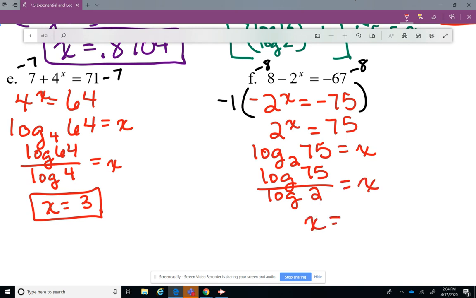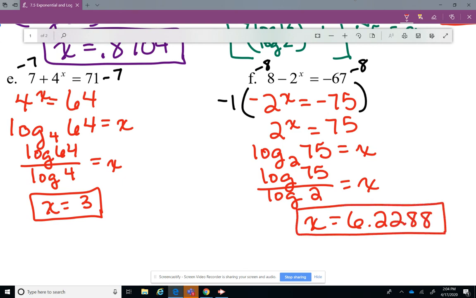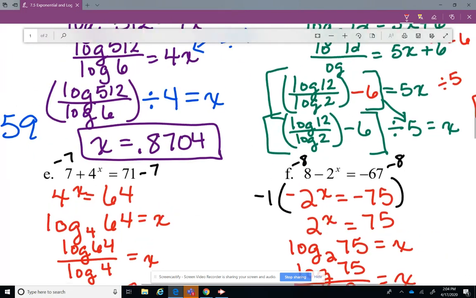All right, we're going to plug that into our calculator, so clear it out. Log 75, close parentheses, divided by log 2, press the equals button, round it to 4 decimal places. It'll be 6.2288. All right, that concludes today's lesson.